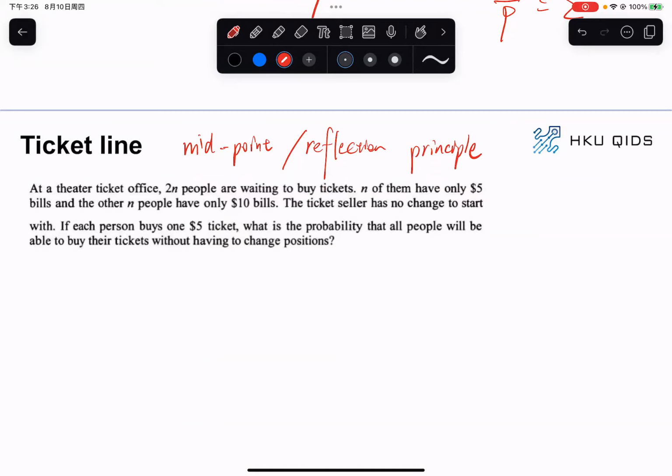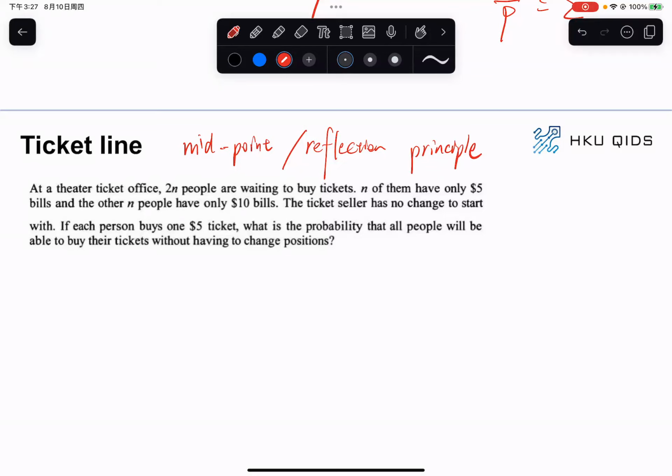So if each person buys one $5 ticket, what's the probability that all people will be able to buy their tickets without having to change positions? So we can first try to simplify this question. Of course, we want all the people that have $5 to pay the bill first, right? Then those who have only $10 bills can get their change.